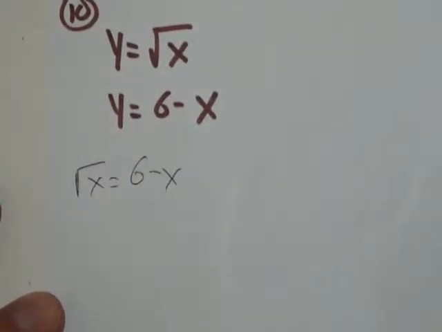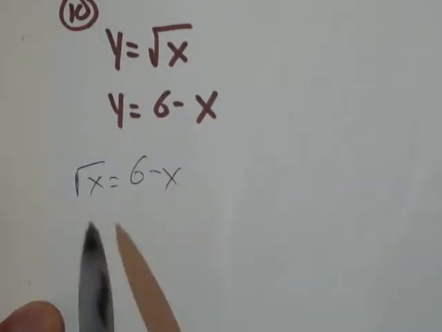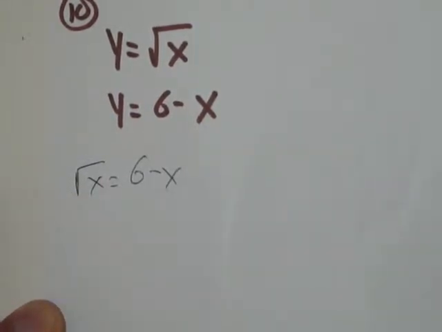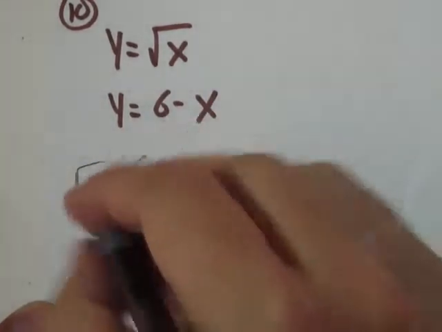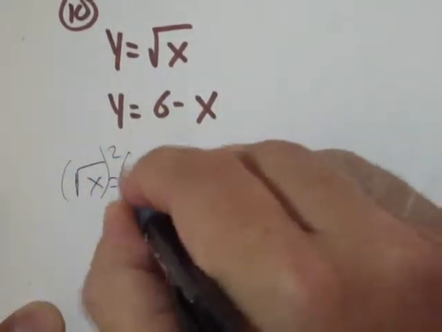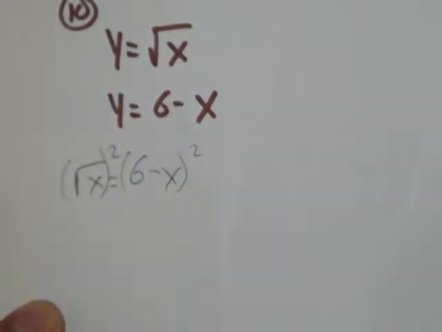This is kind of a new situation. We haven't really been here before. And I'll tell you what we can do. We have square root of x, but I don't want square root of x. I want x. So what we can do is square both sides. I can square this, and I can square this.